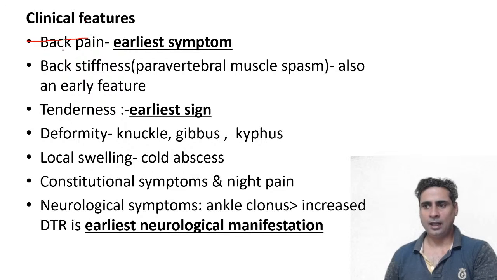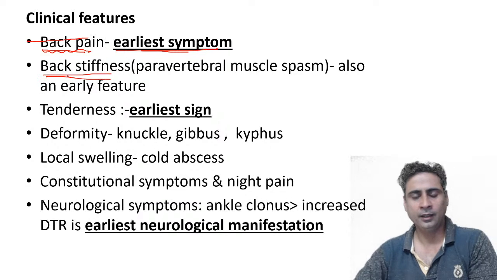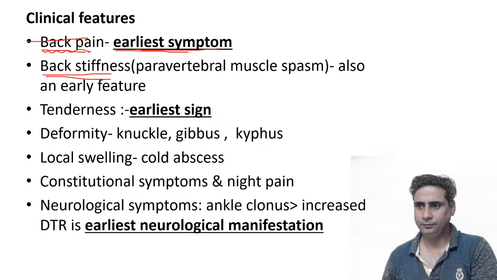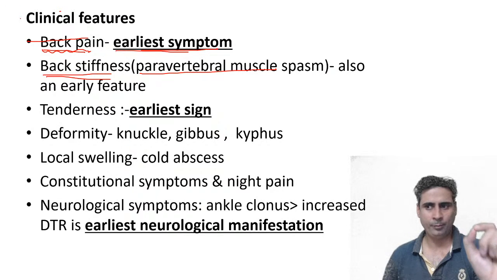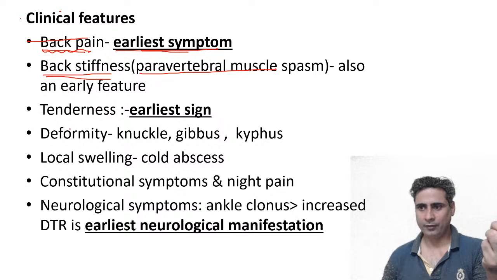Clinically, the earliest presenting symptom is back pain along with back stiffness. Because of pain, there is spasm of paravertebral muscles, which will lead to back stiffness. So earliest presenting symptom will be pain and back stiffness. Earliest presenting sign will be tenderness.